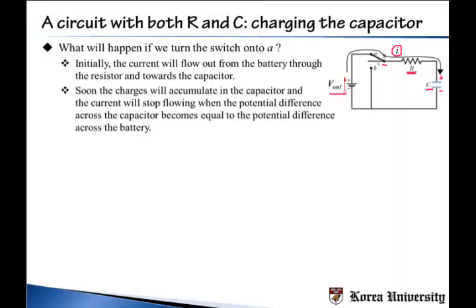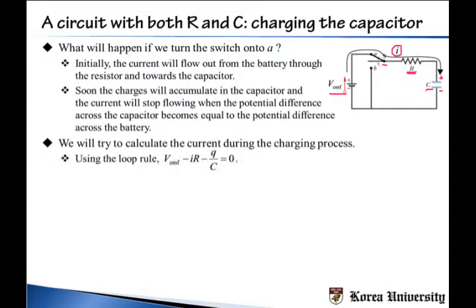Okay, so let's try to use mathematical equations to explain what we have just said. What kind of rule do we use in this case? Of course, let's use the loop rule because we have a complete loop. Starting from this position, let's go around the circuit clockwise. First we come across this EMF device, so plus V_EMF, and then the current I is going through this R, so it has to be minus IR.